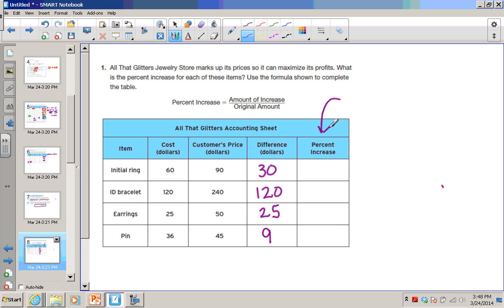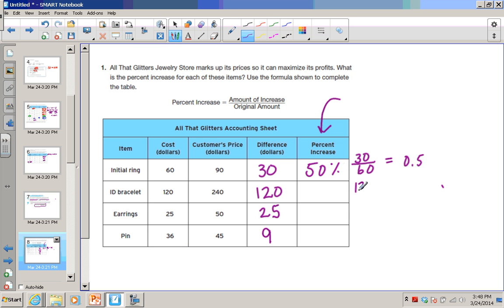Now, in order to find the percent increase, which is what we're going to do here, we're going to take the amount of increase and put it over the original. So the amount of increase is the difference in dollars. So how much did we increase the price? So this first one would be 30 over the original amount, which was 60. So 30 over 60, I hope you're thinking to yourself, oh, that's 0.5. So it's 50%. So they had a percent increase of 50%.